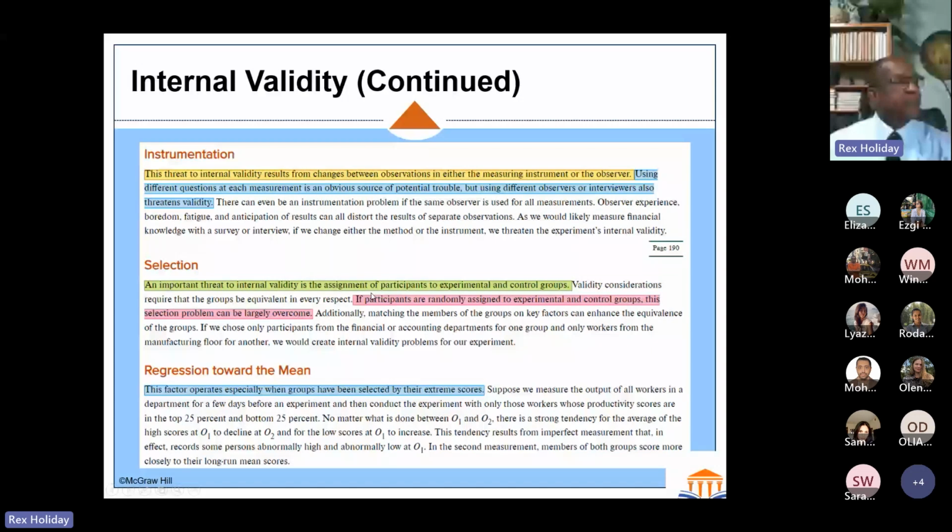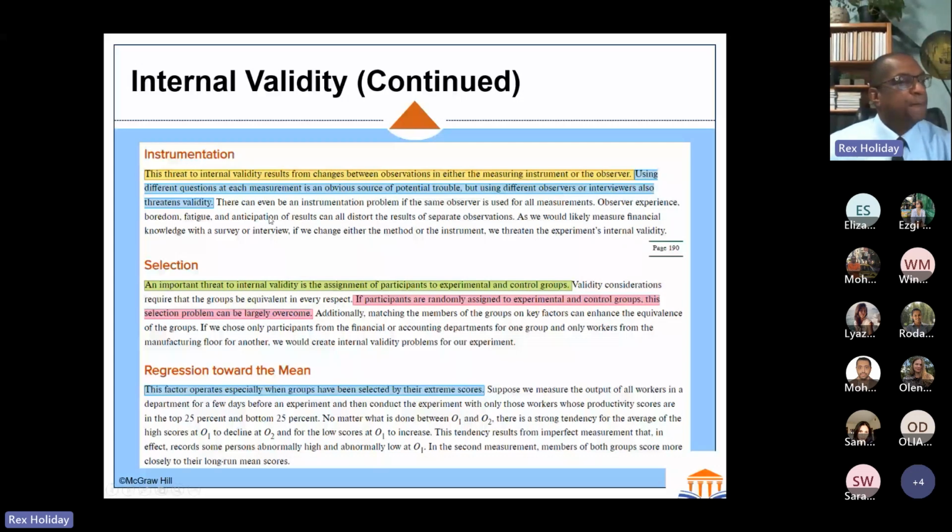Okay, so then instrumentation. This threat to internal validity results from changes between observations in either the measuring instrument or the observer. Let's say you have a team of researchers and a different observer comes in, and their perspective is different, or they're doing things slightly differently than the previous observer or tester. Using different questions at each measurement is an obvious source of potential trouble, but using different observers or interviewers also threatens validity.